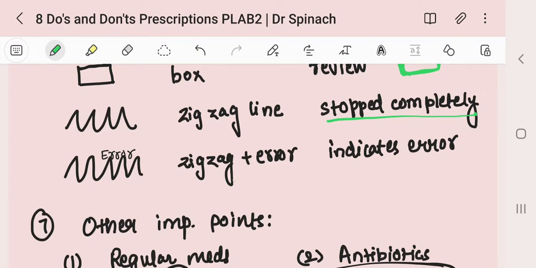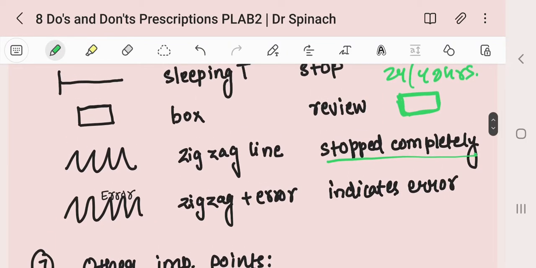Now, let's say when you're writing in a hurry any prescription, what happens is you made a mistake in dose or in the spelling of the drug. So what will happen in that case? In that case, you have to cut it down. So you don't use another prescription paper. What you do is you will make a zigzag line and write error, and then of course sign it and write your GMC number and date. Okay, so this is what indicates the error.